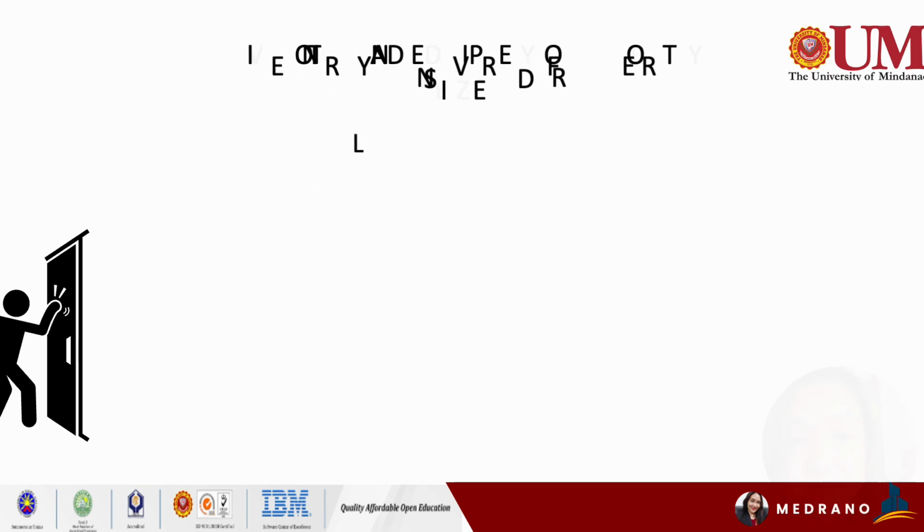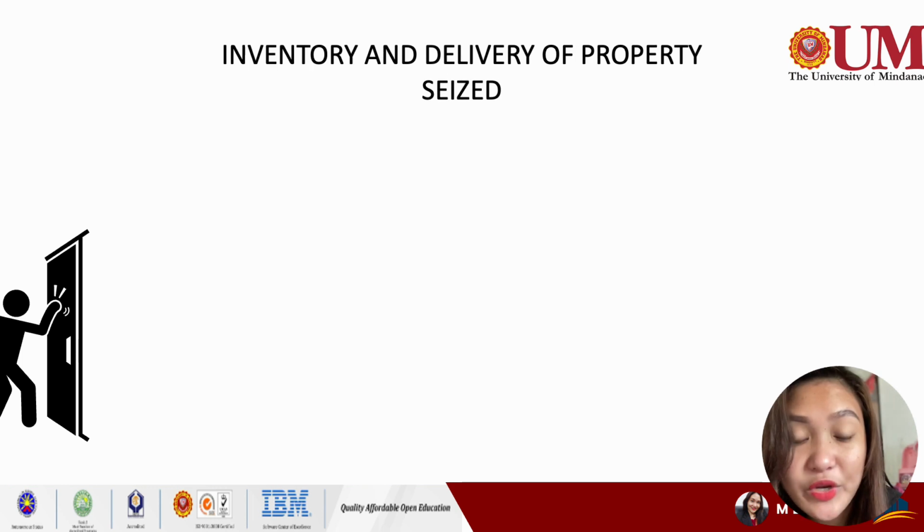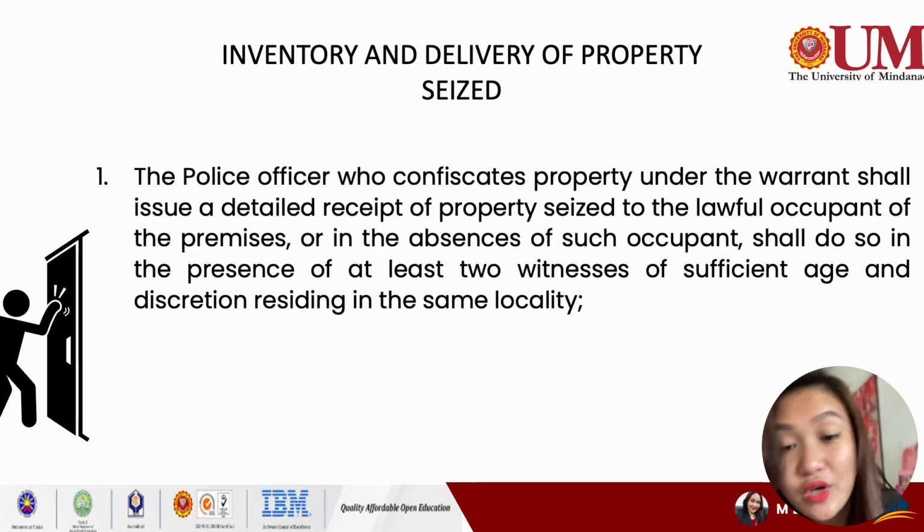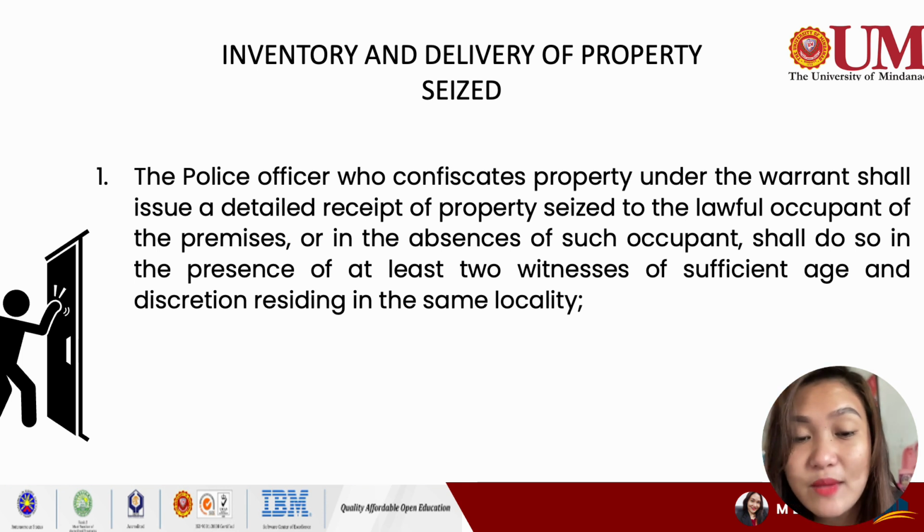Next, this is when it comes to the inventory and delivery of property seized. So, the police officer who confiscates property under the warrant shall issue a detailed receipt of property seized to the lawful occupant of the premises, or in the absence of such occupant, shall do so in the presence of at least 2 witnesses of sufficient age and discretion residing in the same locality.